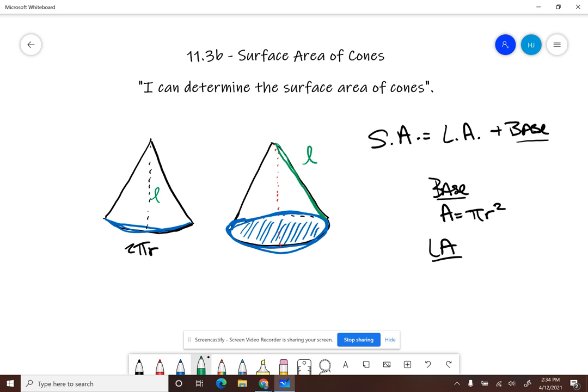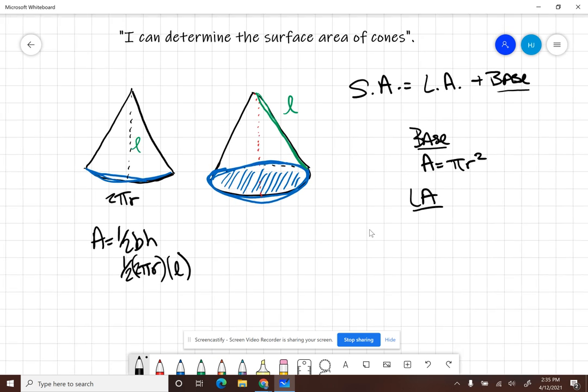cone, then what I end up with is, again, think about the fact that this is half. This is made like a triangle. So typically, when I'm talking about the area of a triangle, it would be 1/2 the base times the height. Well, it just so happens that I have 1/2 here, but the base is 2 pi r, and my height is actually my lateral height.